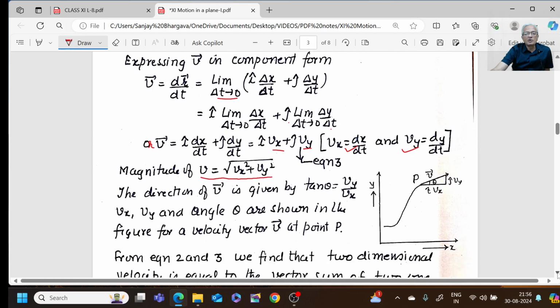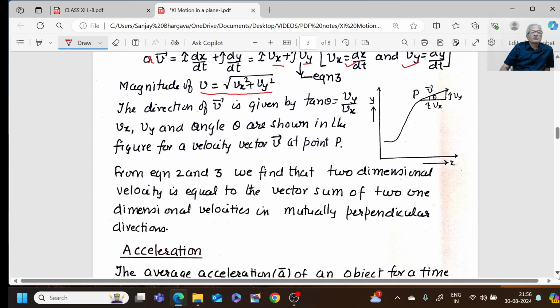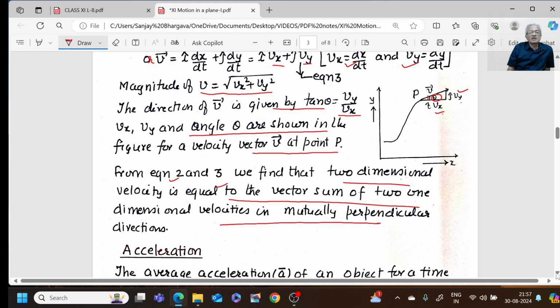Now how do we calculate the direction of the velocity? The direction of the velocity is given by the equation tan theta is equal to vy by vx. So this represents the angle theta here. And tan theta would be equal to perpendicular upon base, so vy upon vx. Here vx, vy and angle theta are shown in the figure for a velocity vector v at the point P. Now what do equations 2 and 3 tell me? They tell me that two-dimensional velocity is nothing but the vector sum of two one-dimensional velocities in two mutually perpendicular directions.